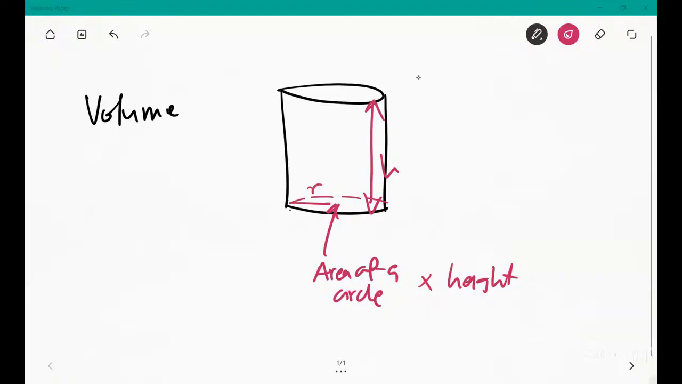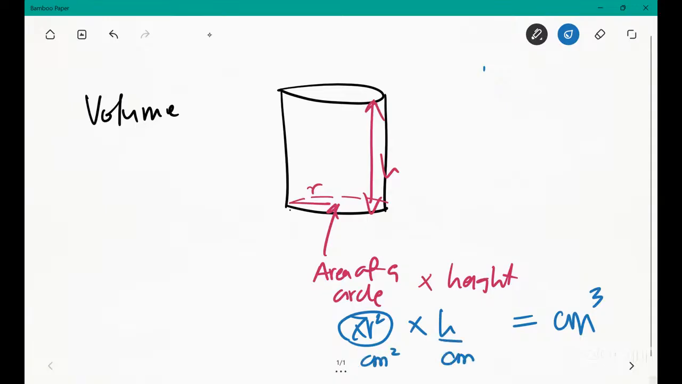Okay, so we've done the area of a cylinder and now it's the volume of a cylinder. So volume of a cylinder is area of a circle. What's the area of a circle? Pi r squared. And what's the height? It's h. And remember volume, let's say this is centimeters, it's going to be centimeter cube. Here you get centimeter squared because it's area. The height, you have another centimeter. Centimeter squared into centimeter, you get centimeter cube.